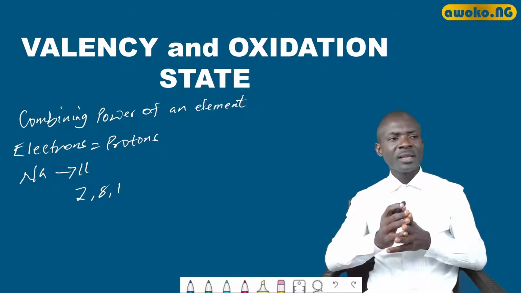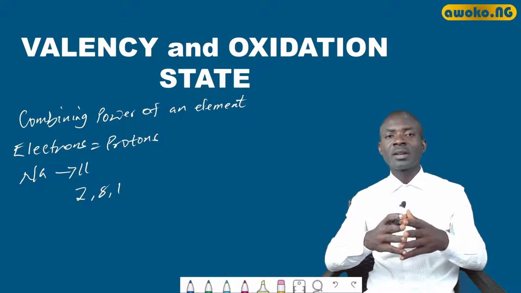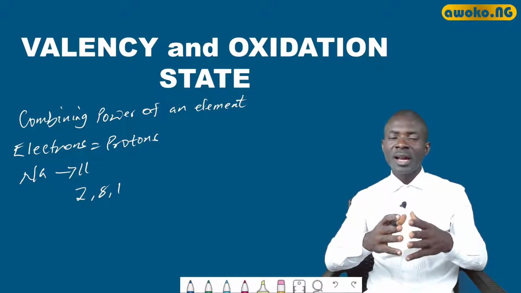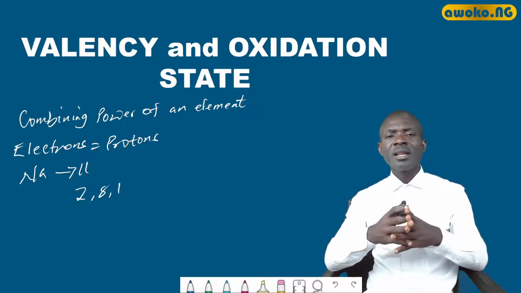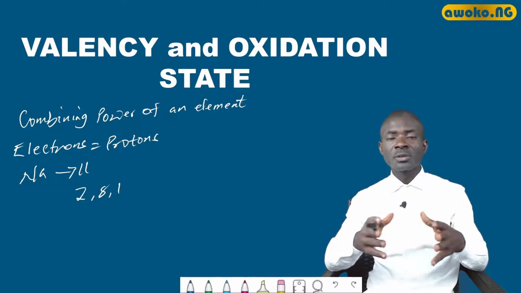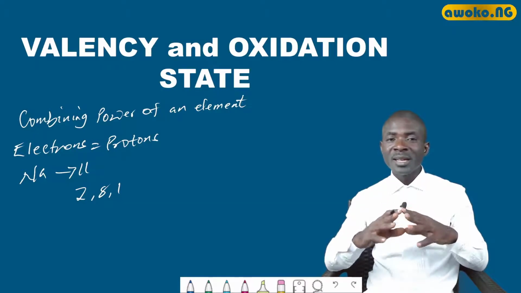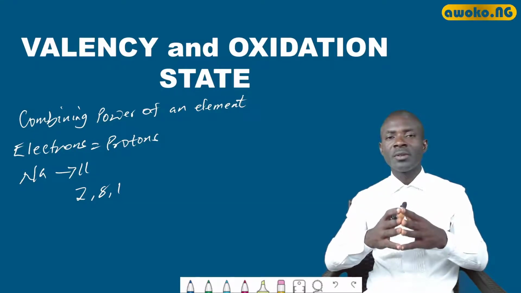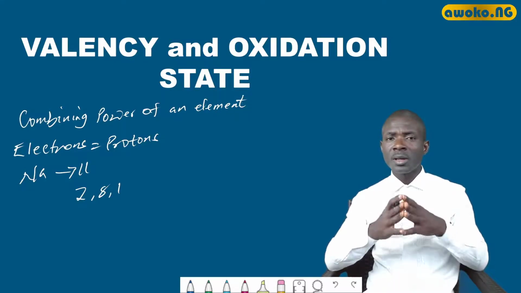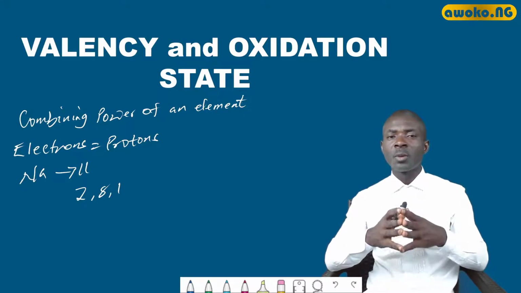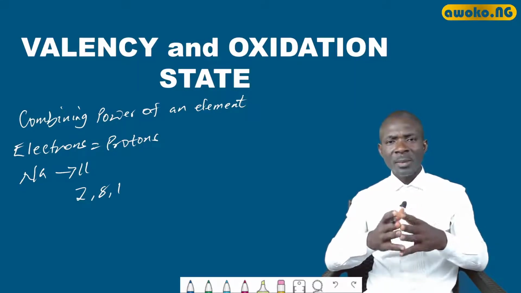So indicating that the first shell has 2 electrons, while the second shell has 8 electrons, and the last shell has 1 electron. So taking a look at that, it is clearly shown that the valency of sodium is 1, meaning that is the valence electron present in the outermost shell of the element. Elements in group 1, of which sodium is also an example of an element found in group 1, have valency of 1. Let's look at elements in group 2.